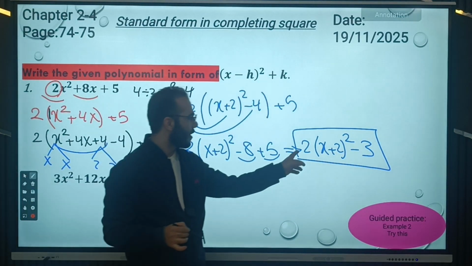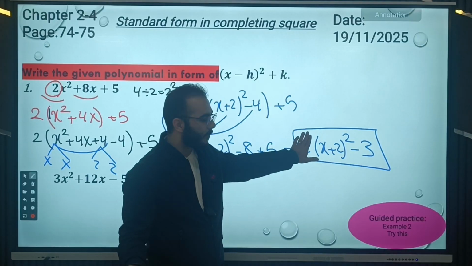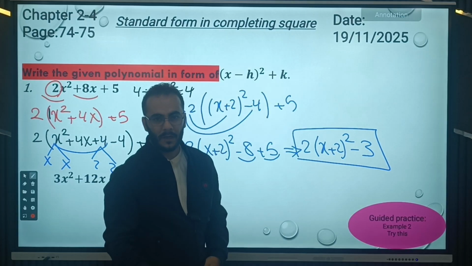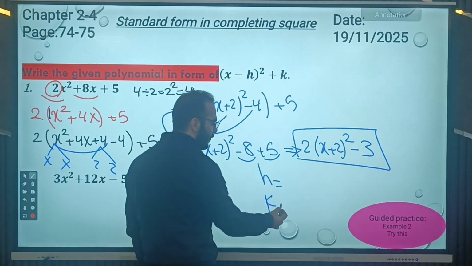Don't ask me, teacher, what about these two? These two are coefficients. They have nothing to do with the vertex form. So it's already in vertex form right now.